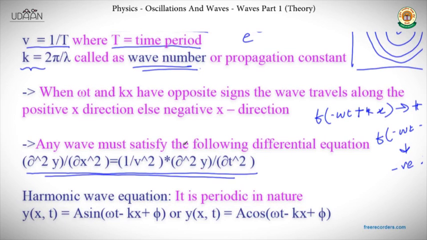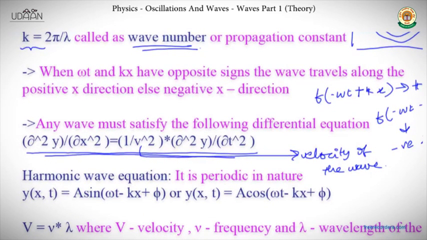And this differential equation says ∂²y/∂x² is equal to 1/v² into ∂²y/∂t², where v is the velocity of the wave. As to how exactly this equation is intuitively related to the existence of a wave, you will understand later in life when you are more familiar with what partial derivatives mean.